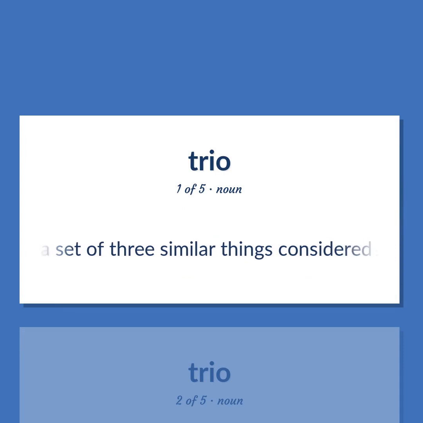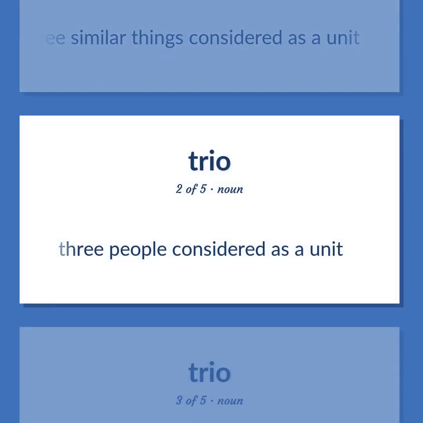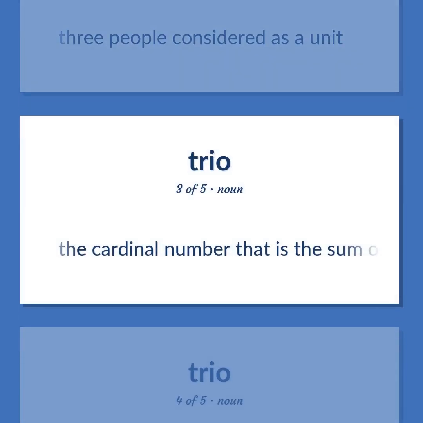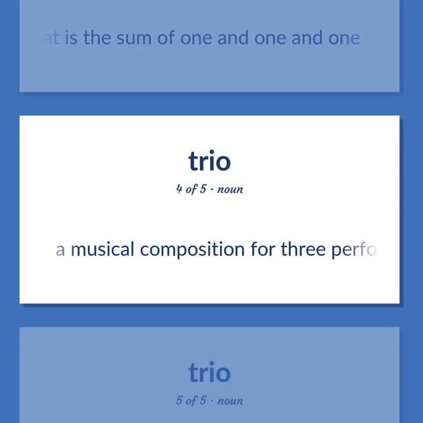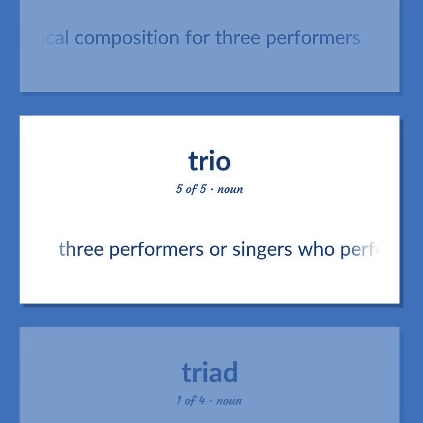A set of three similar things considered as a unit. Three people considered as a unit. The cardinal number that is the sum of 1 and 1 and 1. A musical composition for three performers. Three performers are singers who perform together.